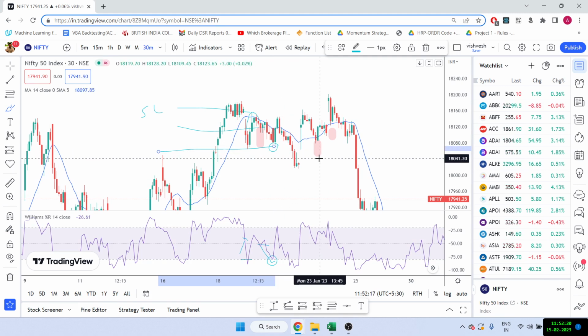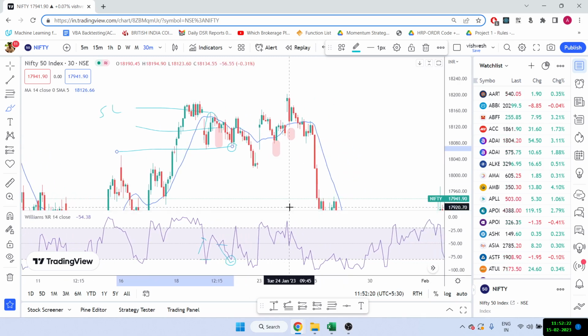So let's keep checking what the next trades are. Now I'm showing you the buying entry this time. For the buying entry, it's the opposite.